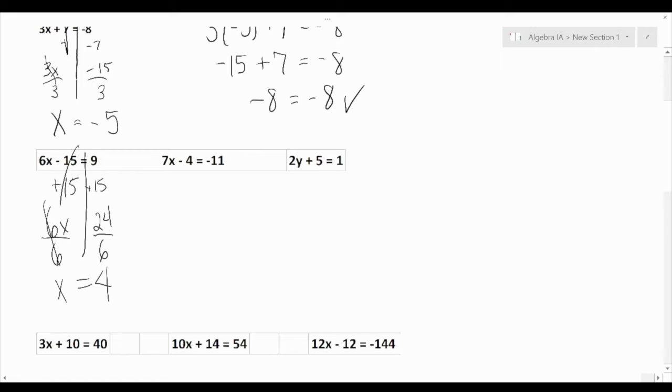Now, you can pause the video and go back if you need to and look at how we did that again. But we'll go into the second problem.